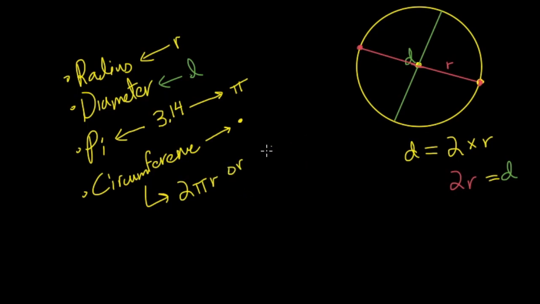Or you'll see it as pi d. Now the reason why they're interchangeable is because 2 times r is equal to d, right? So they're both the exact same, but we can write them either way, depending on whether the questions we'll start doing give us the diameter or the radius. We can choose to use either equation.